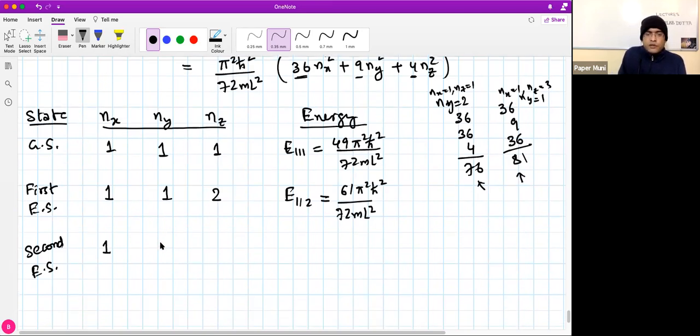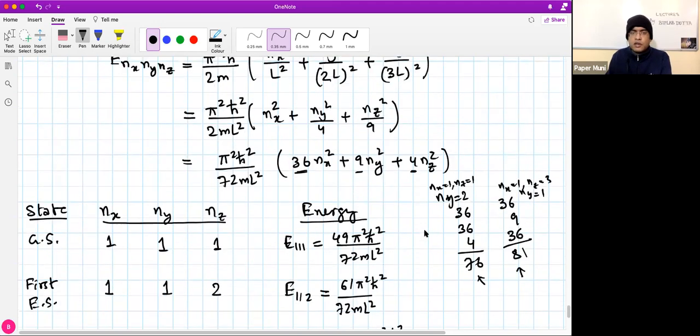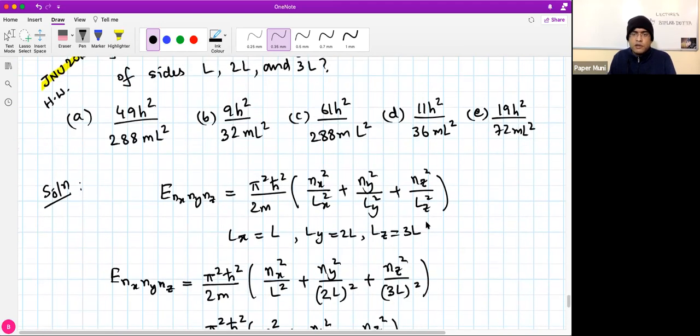Which value should you take from here? What we have to take is the next minimum. Next minimum is how much? This one. So the values will be nx is 1, ny is 2, and nz is 1. So in this case, we have 1, 2, 1. This will give us 76 pi square h cut square by 72 ml square. So what is the answer? If you simplify it further, if you see the options, what is given to us?